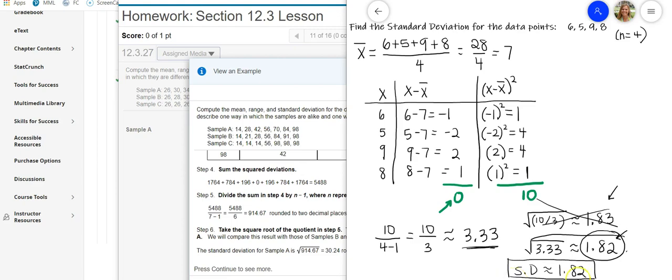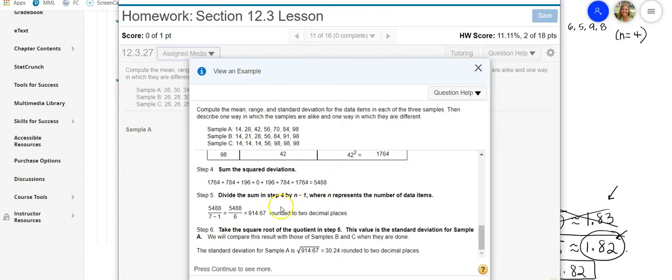So we'll use that general practice. Round this number if necessary to 2 decimal places, and then round standard deviation as well to 2 decimal places. You can see in the background I was looking at one of your examples here on your homework, and notice they want you to take the square root of the quotient in the previous step.